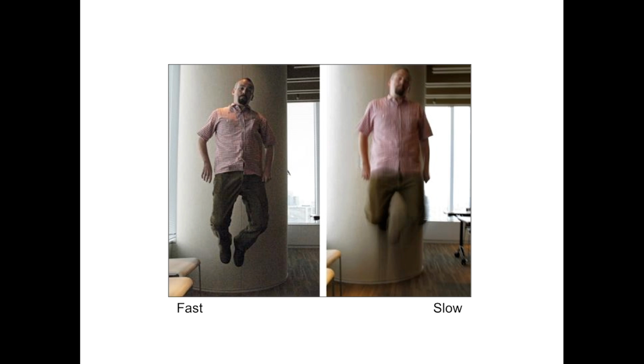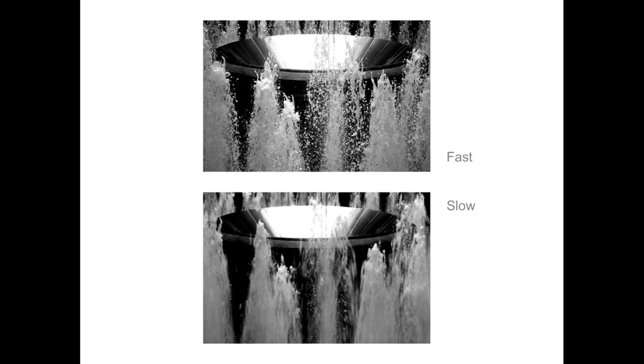So fast and slow. Slow is usually less than 1/60th of a second. Fast is usually faster than 1/125th of a second. Another example: somebody photographing a fountain. With a fast shutter speed, you can see individual drops of water stopped in midair. In the slow example, the water's more of a blur. Again, this is one of your creative controls: what shutter speed you use.